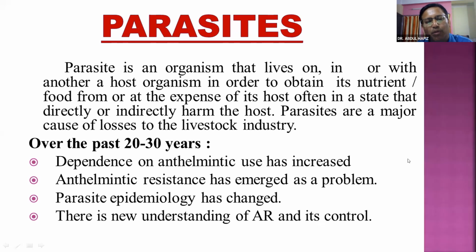Nowadays, it is a very emerging problem, and we should know the parasitic epidemiology, which is changing due to climatic variations. Next, there is a new understanding of anthelmintic resistance and its control. It is due to injudicious use of chemicals, that means anthelmintics, overdosing, underdosing, and incorrect use. Nowadays resistance is developing, so we should be very cautious before drenching, and about what types of parasite and what types of anthelmintics we have to use.